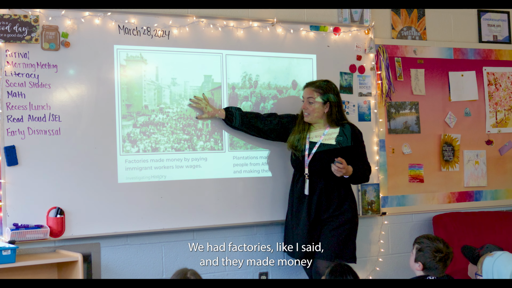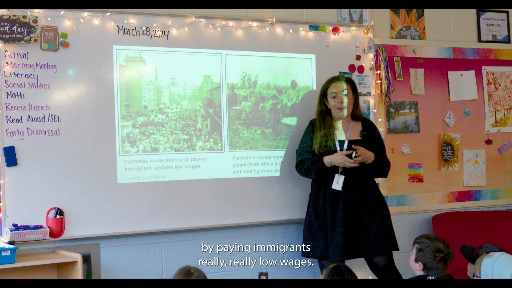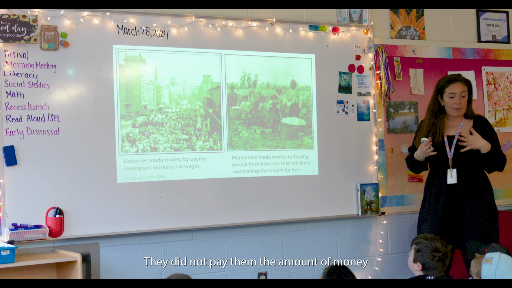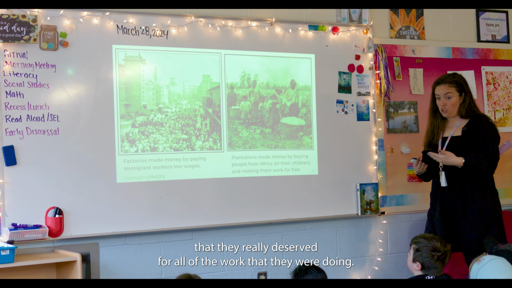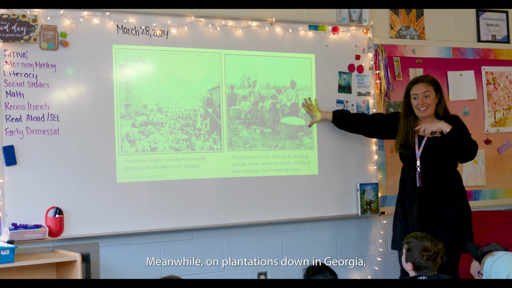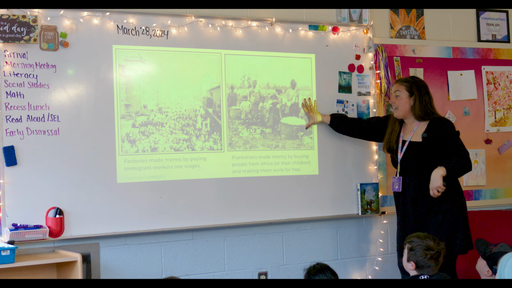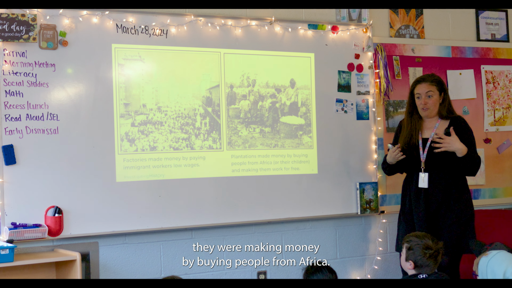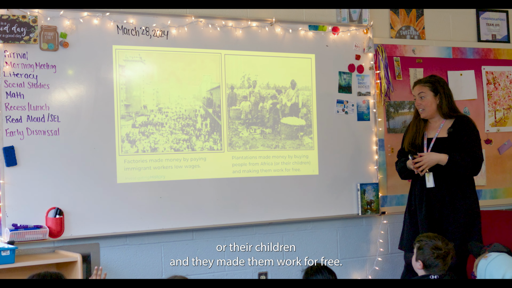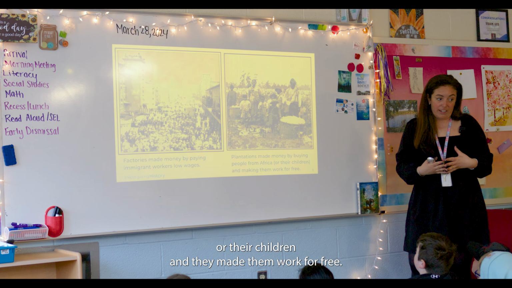We had factories, like I said, and they made money by paying immigrants really, really low wages. They did not pay them the amount of money that they really deserved for all of the work that they were doing. Meanwhile, on plantations down in Georgia, they were making money by buying people from Africa. They actually were buying people or their children, and they made them work for free.